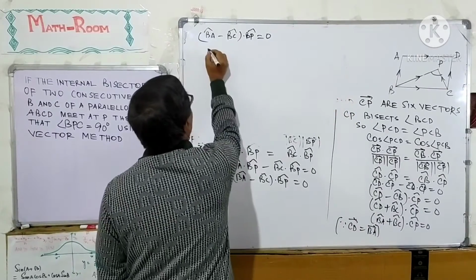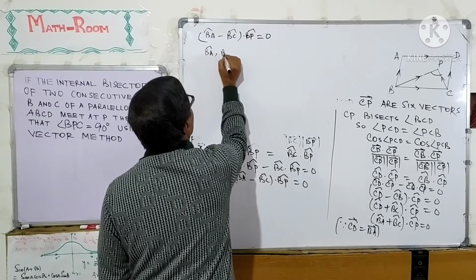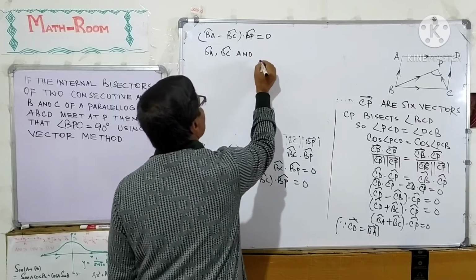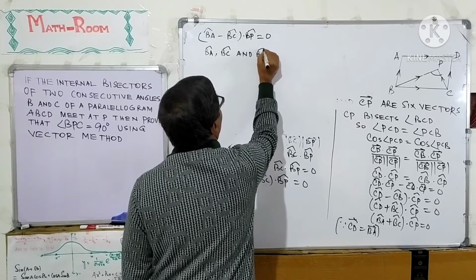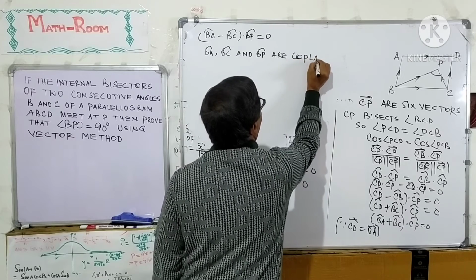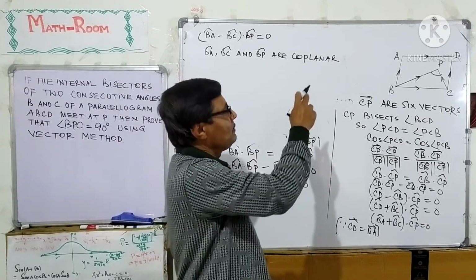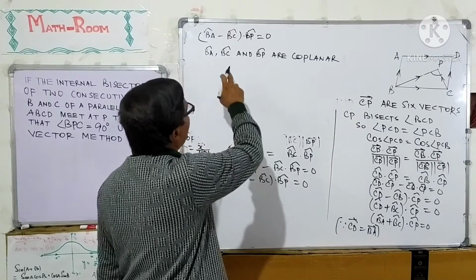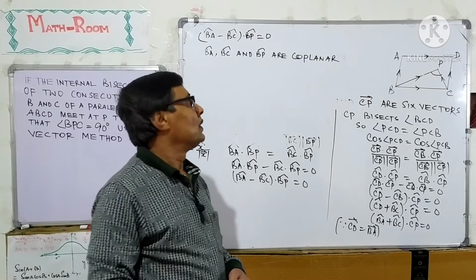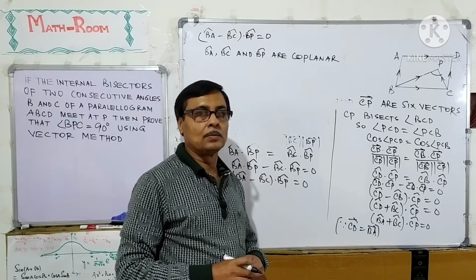Now, BA cap, BC cap and BP cap, that is unit vectors BA, BC and BP are coplanar, because they lie in the same plane ABCD. So, these are coplanar, and as these three vectors are coplanar, one of them can be expressed as a linear combination of the other two vectors.